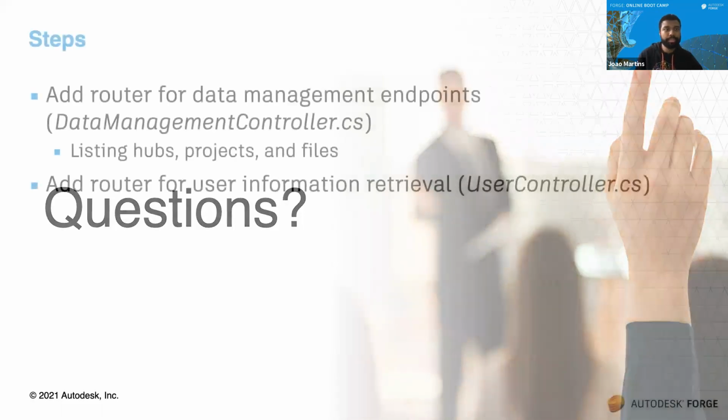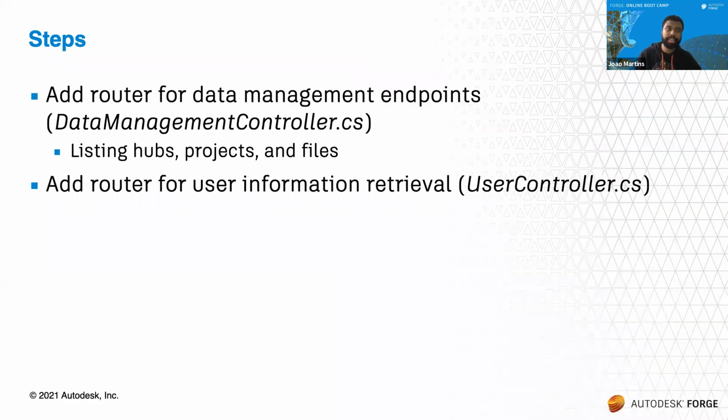Now we have two steps: adding the router for data management endpoints, the data management controllers for listing hubs, projects, and files. And last, we are going to add the router for user information retrieval, which is the user controller.cs. Okay, let's go do it.